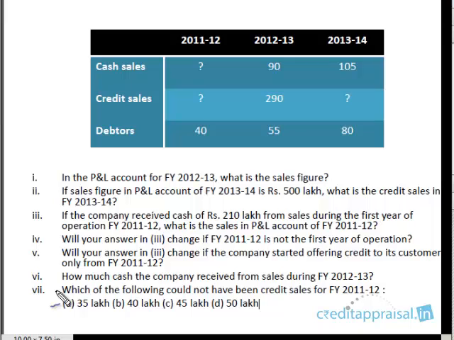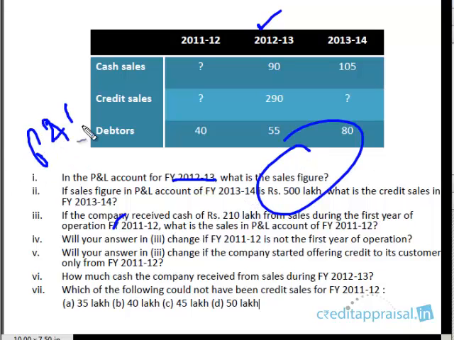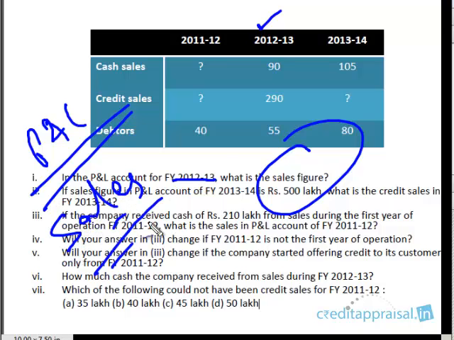So hope you have answered the questions. I'll now walk you through the solutions. The first question asks, what is the sales figure in the P&L account for financial year 2012-13? Please note that we have already mentioned the P&L account has an item called sales.